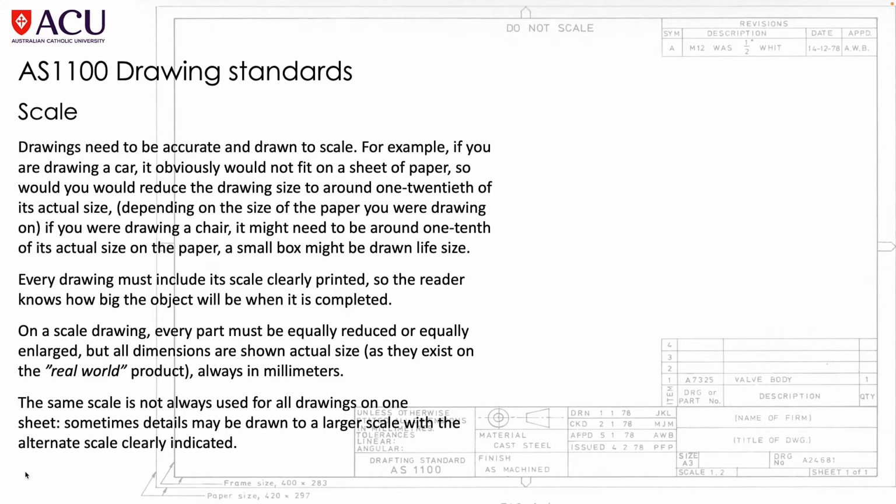Scale. Drawings need to be accurate and drawn to scale. For example, if you are drawing a car, it obviously would not fit on a sheet of paper. So you would reduce the drawing size to around 1/20th of its actual size. And that does depend on the size of the paper you are drawing on. If you are drawing a chair, it might need to be around 1/10th of its actual size on the paper. A small box might be drawn life size. And of course, again, it depends on the size of the paper.